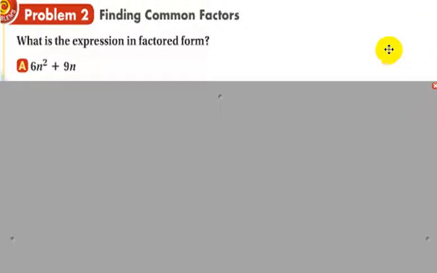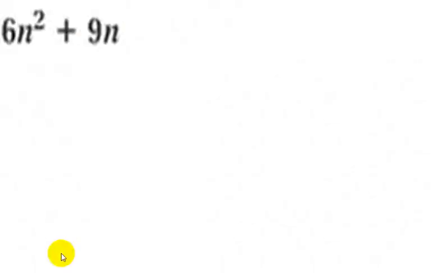Our next problem set is about finding common factors, and they start us off with some pre-algebra. What is the expression in factored form? And they give us 6n squared plus 9n. Let me go to this page. So what we have to do is say, what do they both share in common?